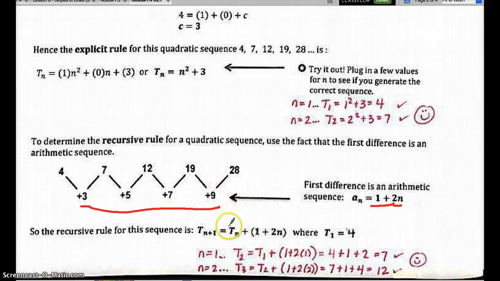If you take the first term of 4, and we want to get the second term, we just plug in a 1 here. So we would take the first term, which is 4, and add that linear relationship to get the next term. If we take the second term, we add the linear relationship to get the third term. If we take the third term, we add the linear relationship to get the fourth term, and so on, and you can see how that works right here.